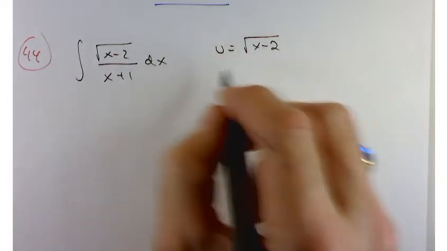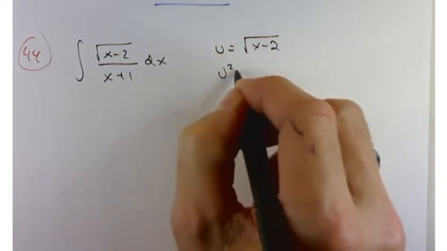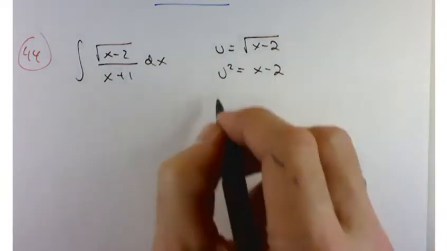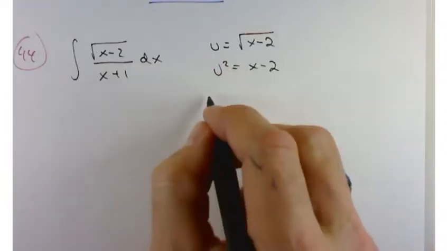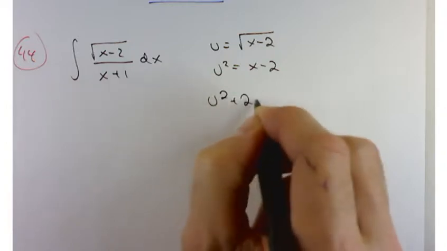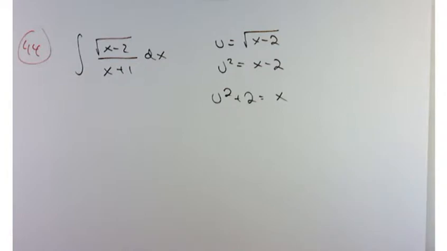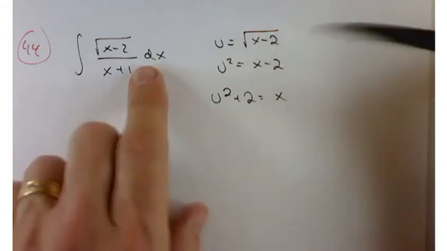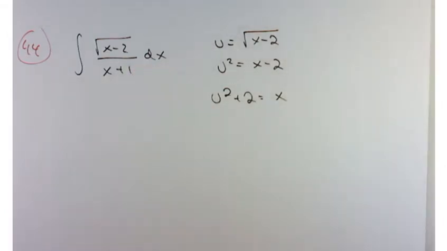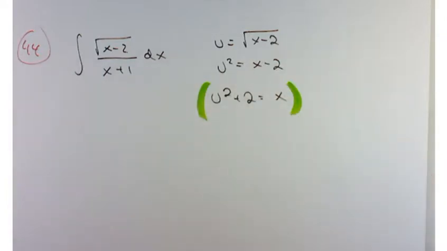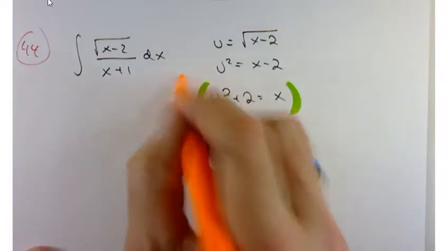Now, if this is true, then u squared equals x minus 2. Okay, and then I can move the 2 to the other side and get u squared plus 2 equals x. And that's nice, that's handy. Now I'm also going to need a term that involves the differential, my dx term. So I'm going to apply the derivative differential operator to both sides of this. That is, I'll take d by dx of both sides.